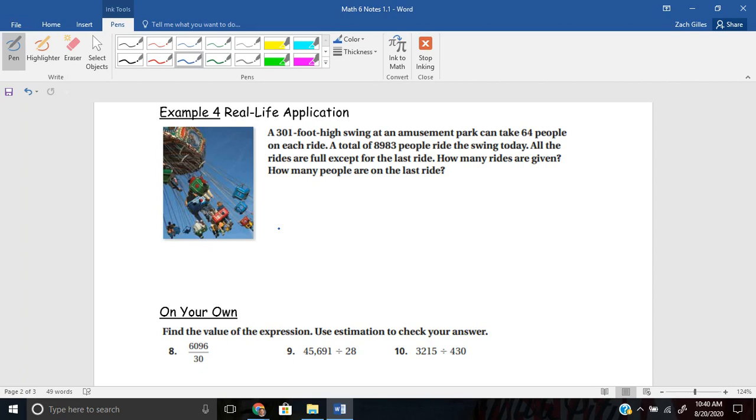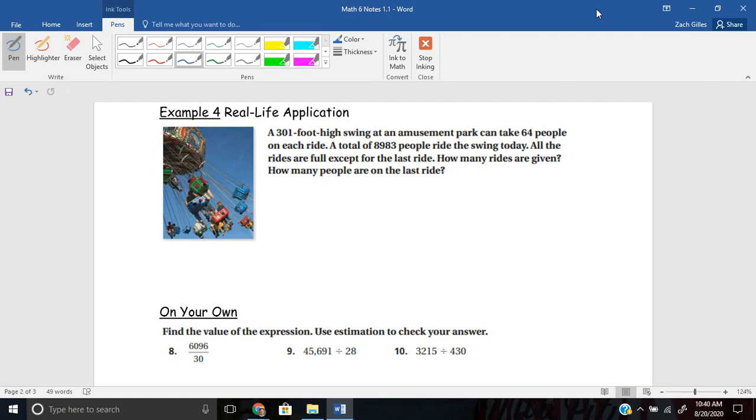It says a 301-foot high swing at an amusement park can take 64 people on each ride. Okay. A total of 8,983 people ride the swing today. All the rides are full except for the last ride. How many rides are given and how many people are on the last ride?